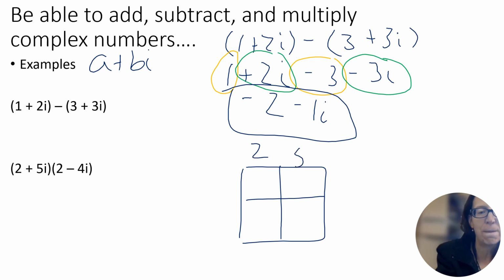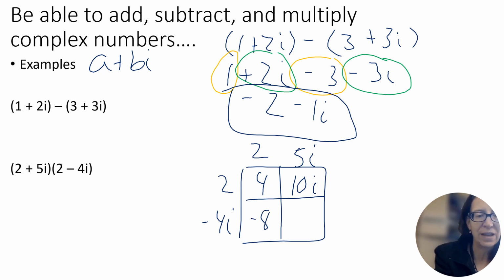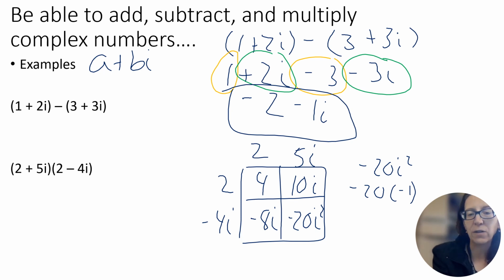So this is 2 plus 5i times minus 4i. 2 times 2 is 4. 2 times 5i is 10i. 2 times negative 4i is negative 8i. And then negative 4i times positive 5i is negative 20i squared. Now, negative 20i squared, remember that i squared is equal to negative 1. So negative 20 times negative 1 is a positive 20.